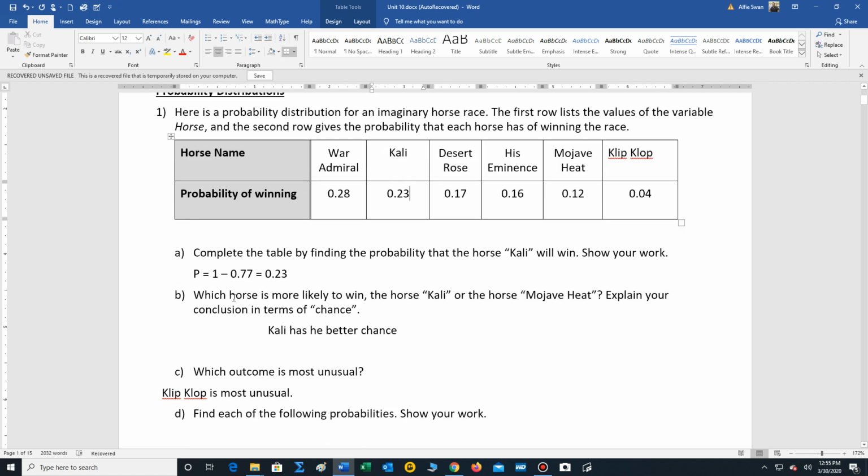And then our second question just asks, which horse is most likely to win, the horse Collie or the horse Mojave Heat? Well, we compare the two chances. Collie is 0.23, Mojave Heat is 0.12. This is larger, so Collie actually has almost double the chance of winning.